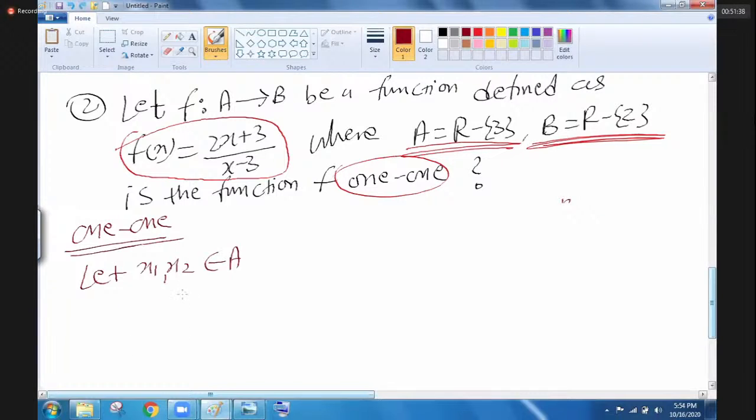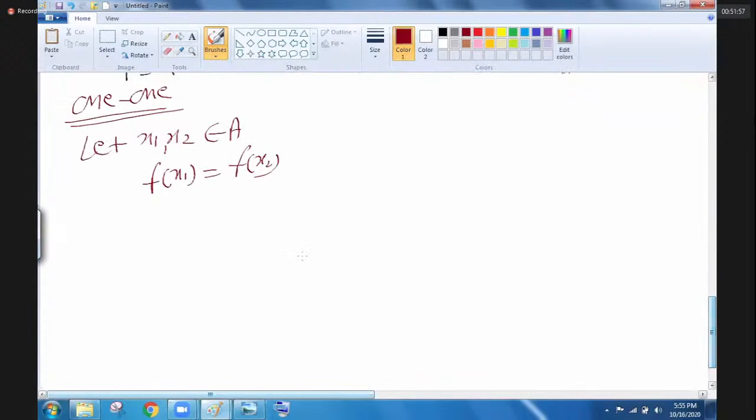How to check it? One-one function. So just write, if you have any two elements of A, f(x1) should be equal to f(x2). Images should be equal. So check it out: is f(x1) equal to f(x2) or not? If it is equal, then it is a one-one function. Otherwise, it is not. Simple thing.